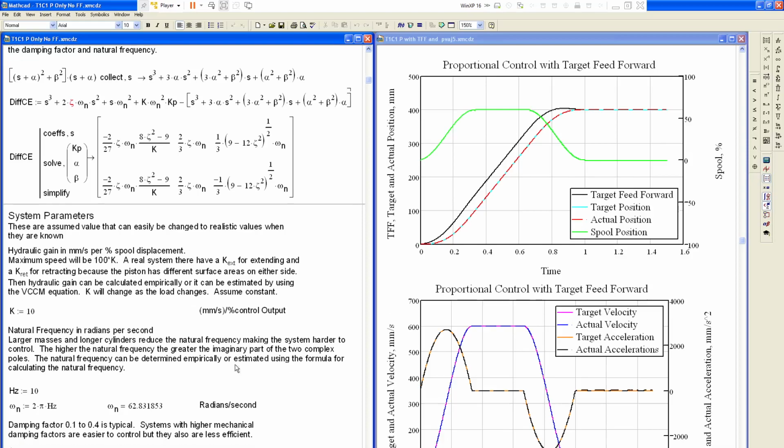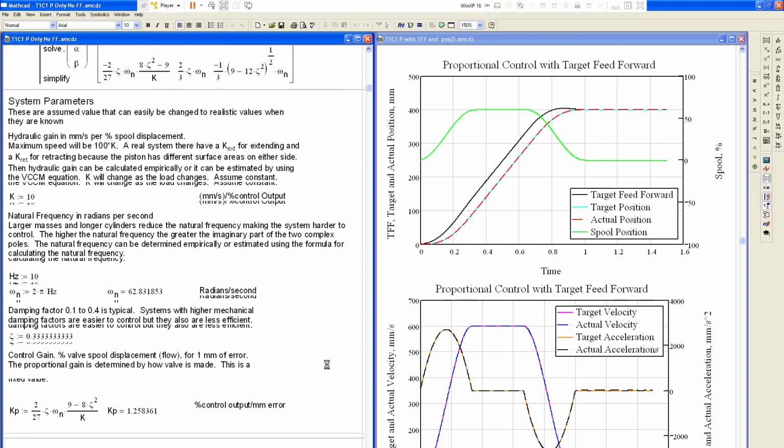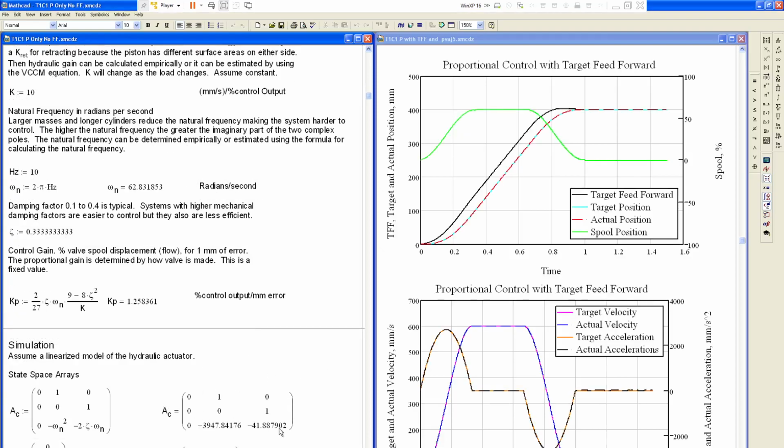The one on the right is identical, so I'm just showing you the one on the left. Okay, so the optimal closed loop gain for the proportional gain is 1.2. And I see I've assigned a natural frequency and an open loop gain for the controller. And for those people that are hydraulics oriented, use the VCCM equation to find what the open loop gain is going to be.